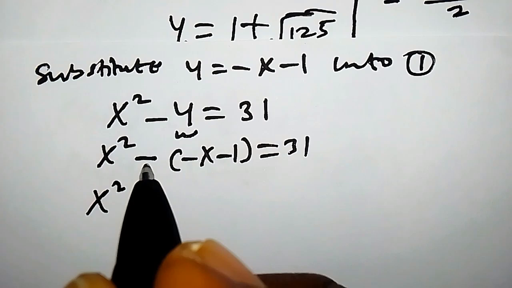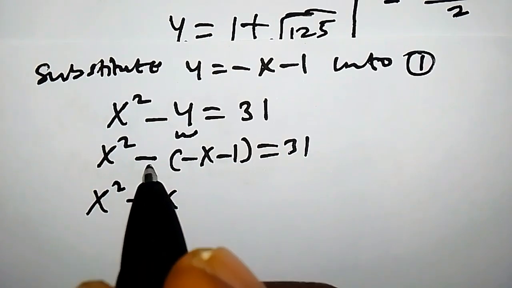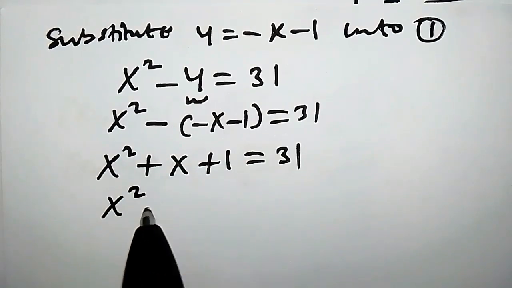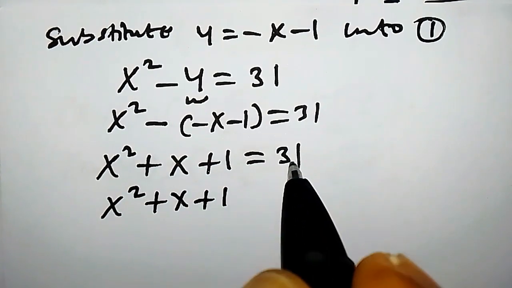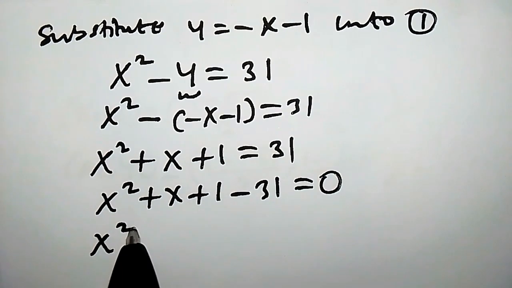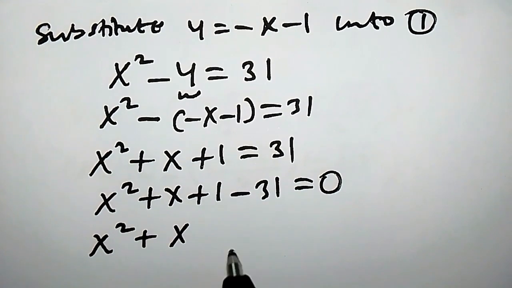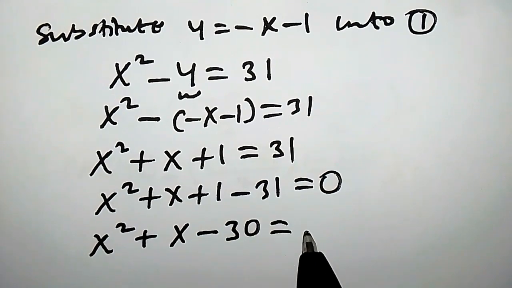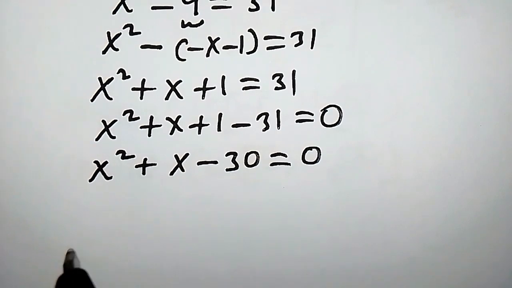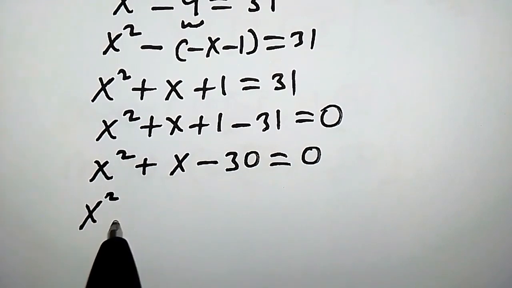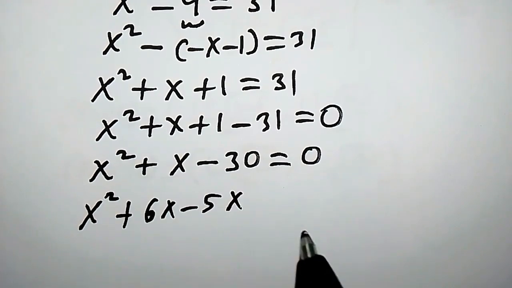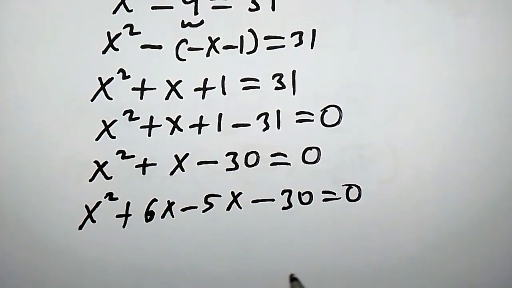x squared minus times minus x, that is plus x, minus times minus 1, we have plus 1 equal to 31. So, x squared plus x plus 1. When we transfer 31 to the left side, we have minus 31 equal to 0. x squared plus x, 1 minus 31, that is minus 30, equal to 0. You will see that this quadratic equation is factorizable. So we have x squared plus x could be written as 6x minus 5x minus 30 equal to 0.